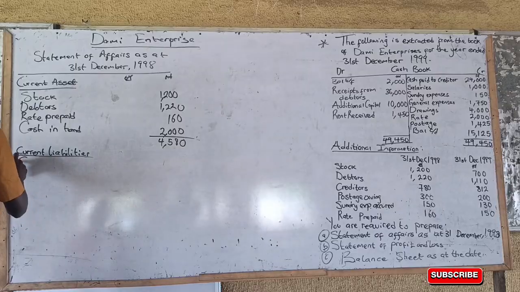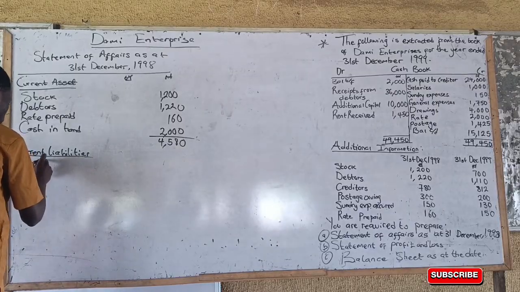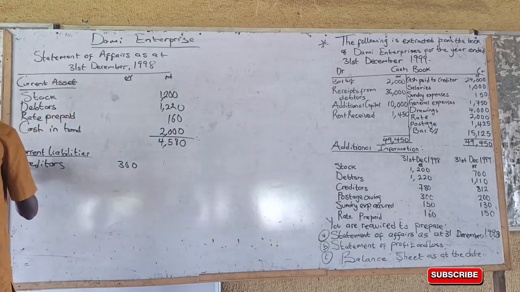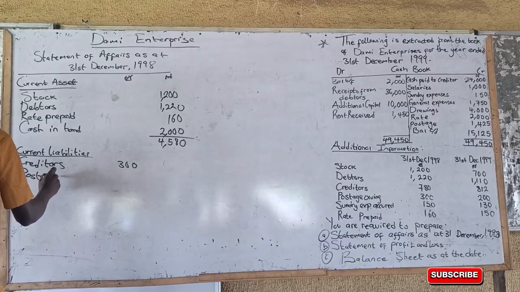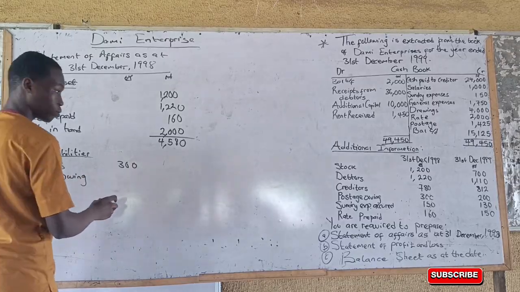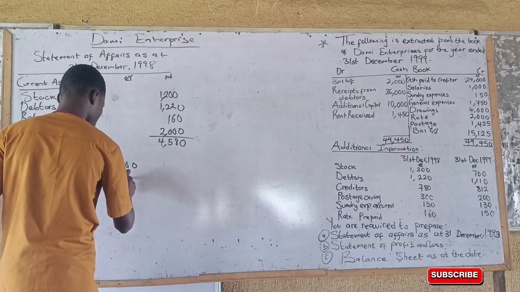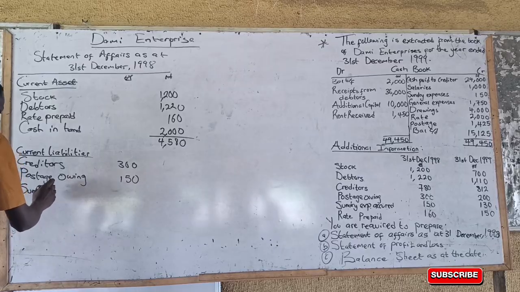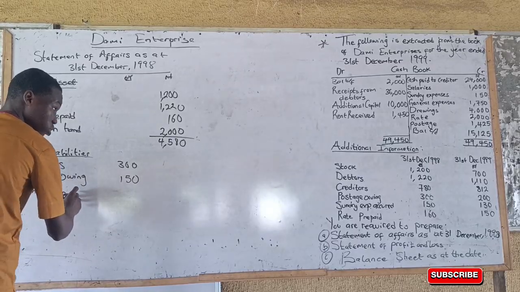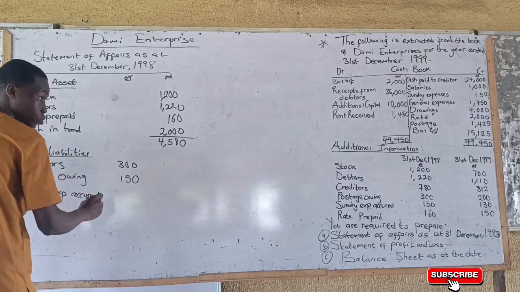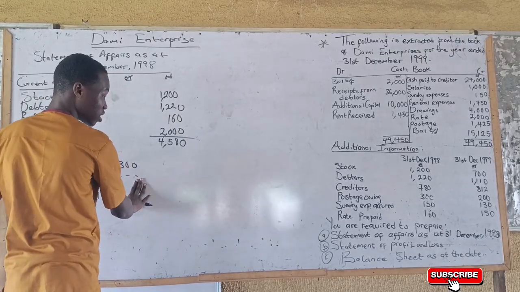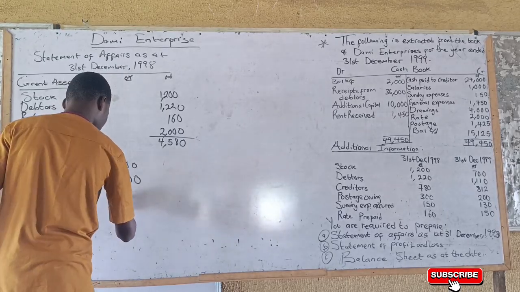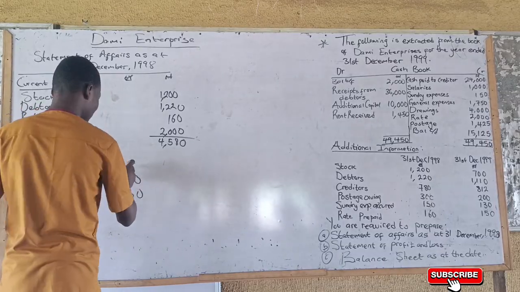For the current liabilities, we are starting with creditors, which is 300. Postage owing, that's 150. Then sundry expenses owing or accrued. So the postage owing is 300, the sundry expenses is 150, while the creditors, that's 780.